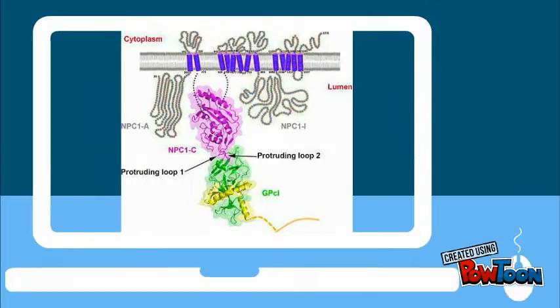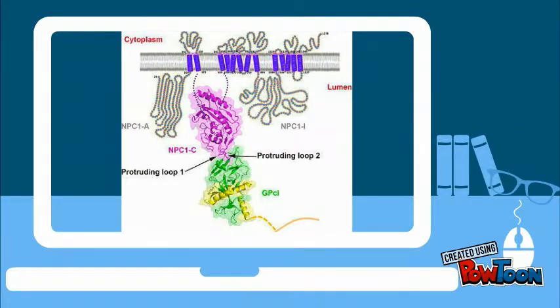This is an image of the GP binding to NPC1. As you can see, the Ebola virus is attached to the GP protein, which is attached to NPC1, which is then attached to the cytoplasm. You can see how the virus is then let into the cell through NPC1. NPC1 is essential for the entry of the Ebola virus.